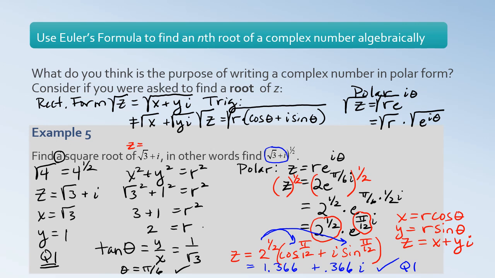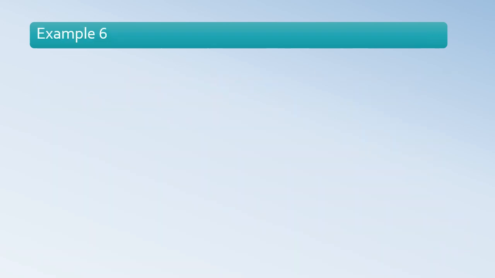Now this was an example where we found a square root. There is another square root, and that's what we're going to look at on the next slide. Example 6. Find the two square roots of -1 plus i times the square root of 3. So we're looking for both roots this time.